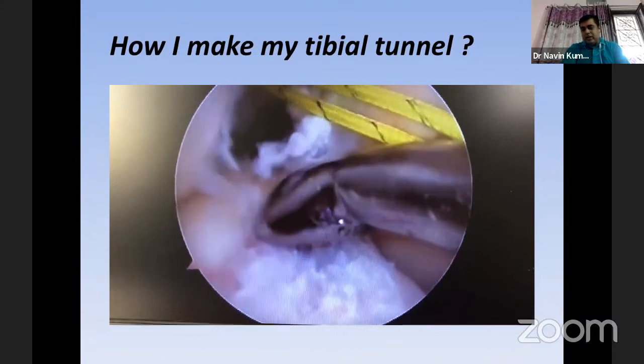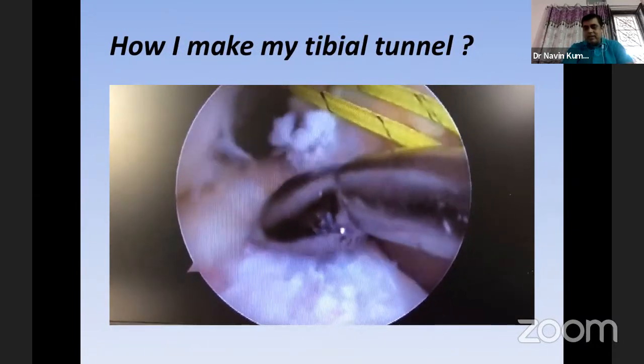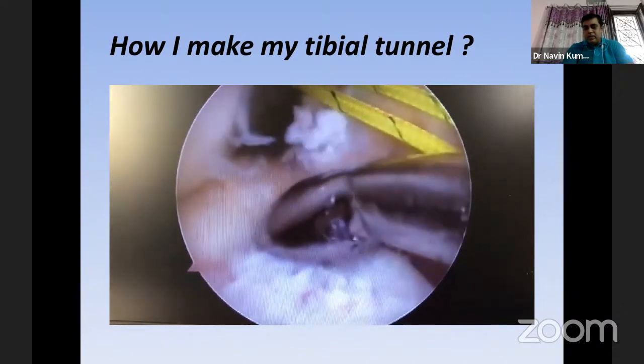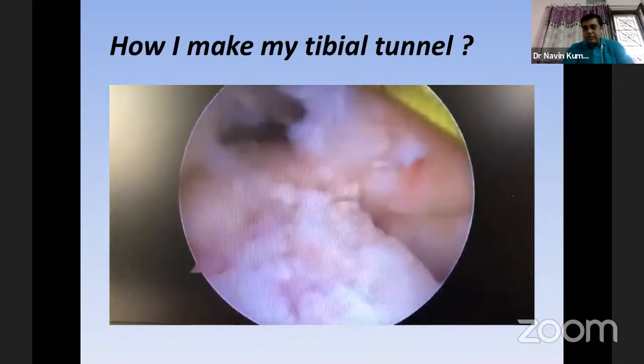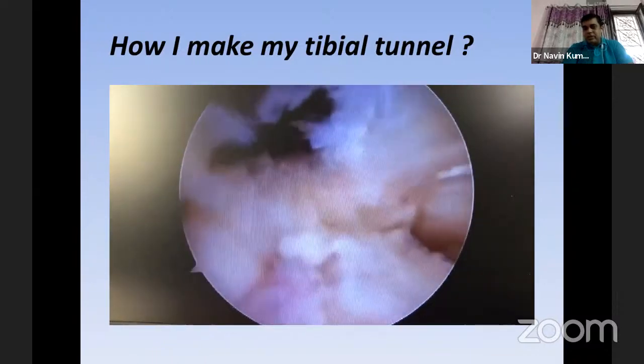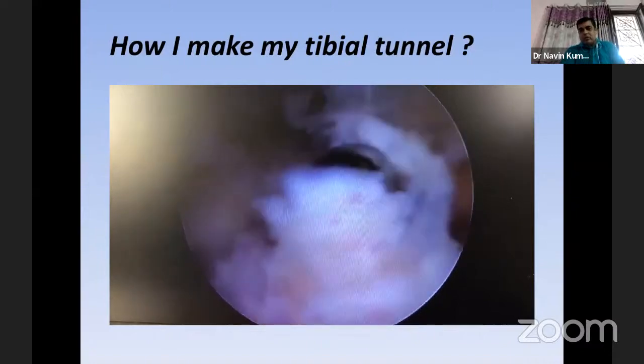After that, I am reaming with my reamer, and you can see all the time I am protecting the guide wire or maybe the reamer. See, if you have not protected it, such a big cannulated drill bit would have gone inside and just damaged the femoral condyle.